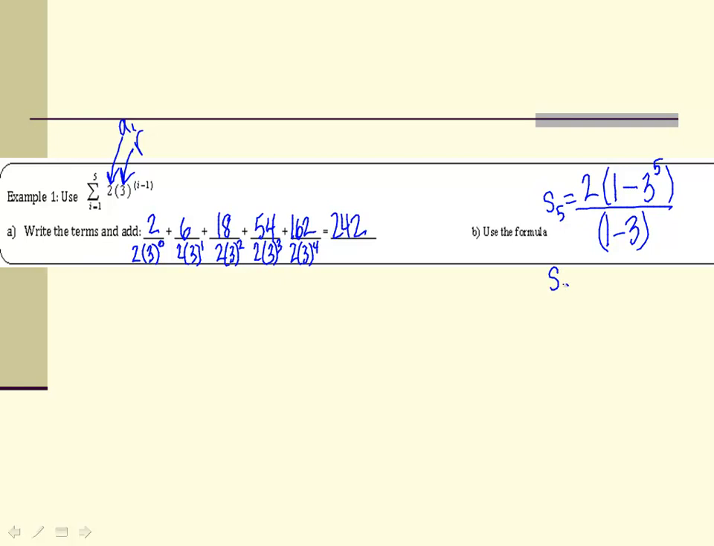So plug this into your calculator and simplify. Make sure you can get the right answer. If you simplify the top, you'll get negative 484. Simplifying the bottom, you get negative 2. So that equals 242. So S sub 5 is 242.